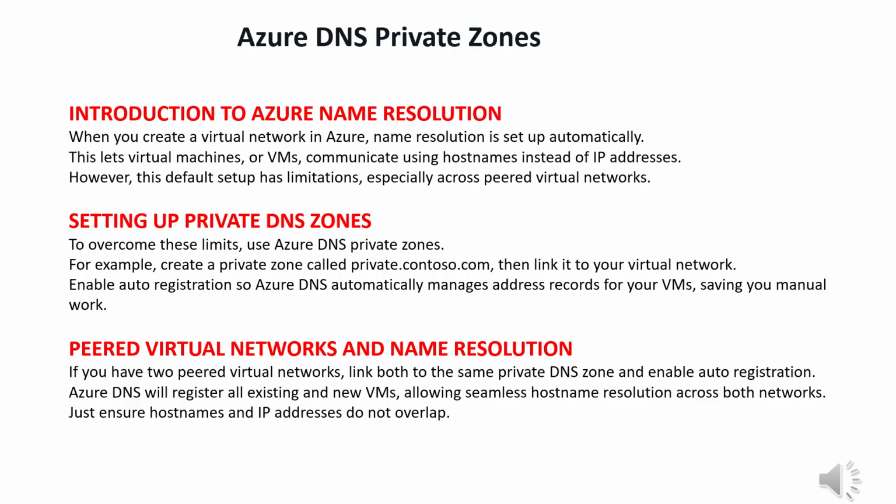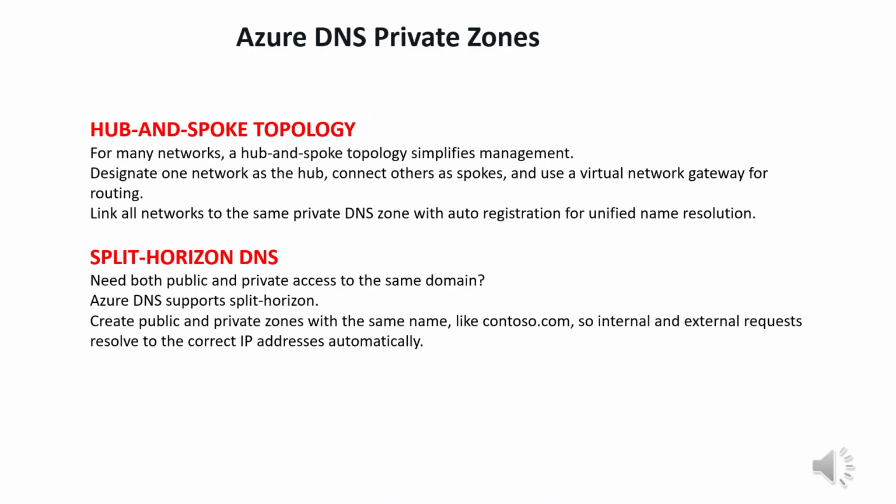If you have two peered virtual networks, link both to the same private DNS zone and enable auto-registration. Azure DNS will register all existing and new VMs, allowing seamless hostname resolution across both networks. Just ensure host names and IP addresses do not overlap. For many networks, a hub-and-spoke topology simplifies management. Designate one network as the hub, connect others as spokes, and use a virtual network gateway for routing. Link all networks to the same private DNS zone with auto-registration for unified name resolution.